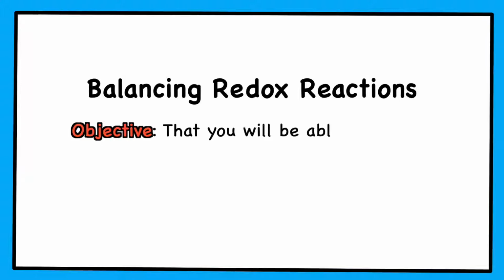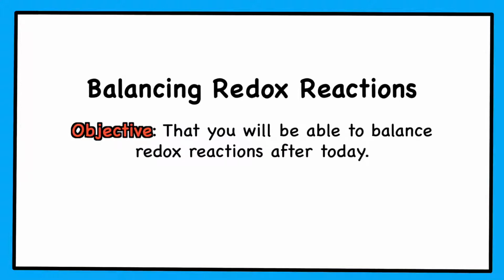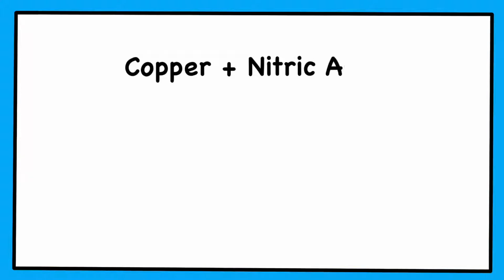My objective for you is that you'll be able to balance redox reactions by the end of this lecture. In saying that, let's jump into our lecture. Chemical equations must be balanced to show correct quantities of reactants and products. Sometimes balancing these equations can be a little bit more complicated and less straightforward than what we have worked in the past. Let's take the reaction of copper and nitric acid.